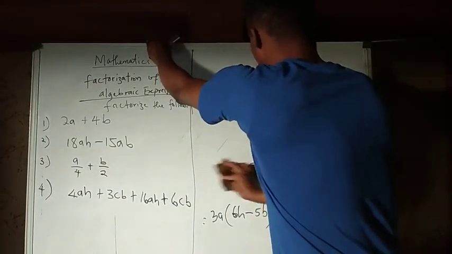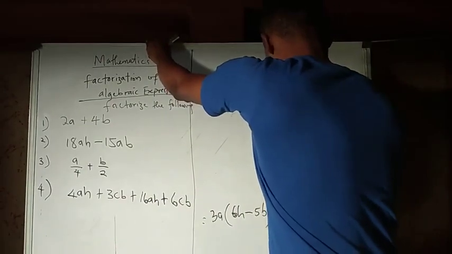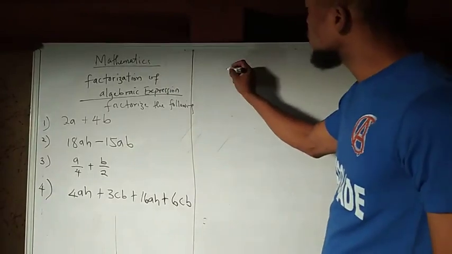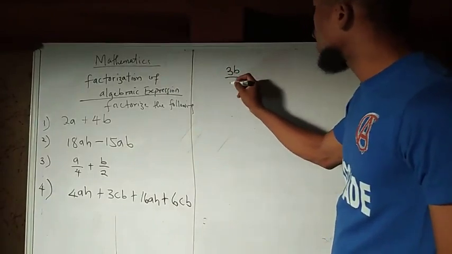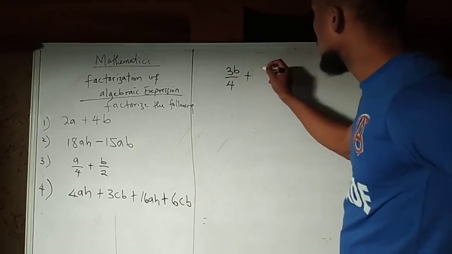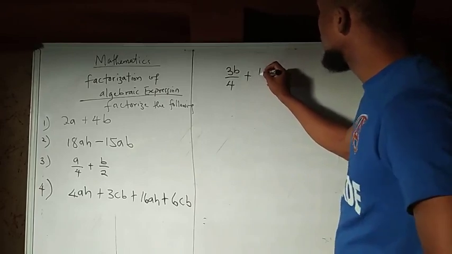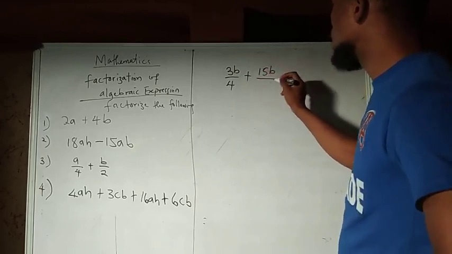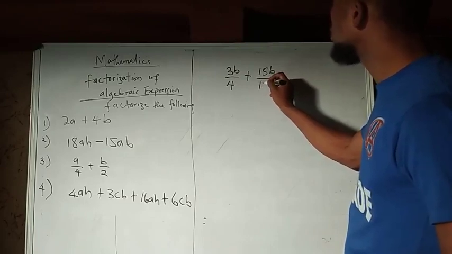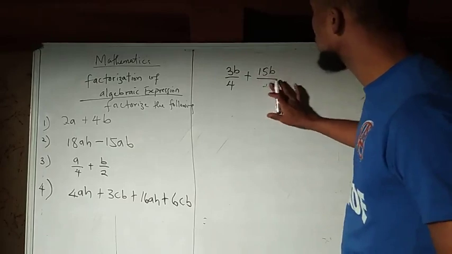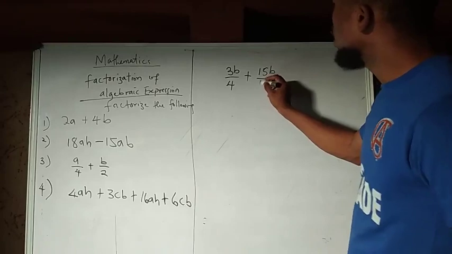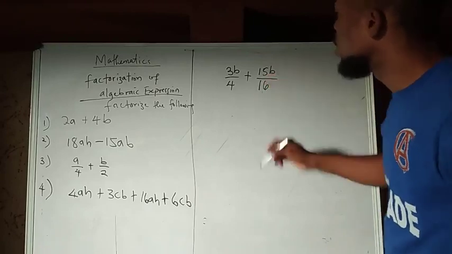Another example for factorizing fractions. So let's say I have 3b over 4 plus 15b all over 12. Nope, 12 no work. All over 16.